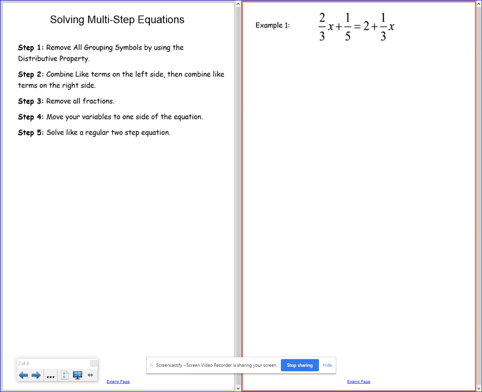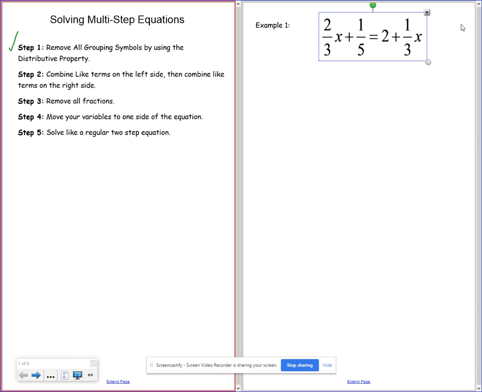Let's take a look at this example here. Example 1. I want to solve this equation. So I'm just going to go through the steps that I gave you. Step 1 says to remove all grouping symbols. Well, there isn't a grouping symbol, so step 1's done for us. Let's move on to step 2. Step 2 says combine like terms on the left side. Combine like terms on the right side.